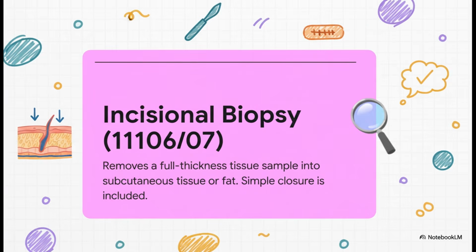And rounding out our trio is the incisional biopsy. This is when a scalpel is used to cut out a full-thickness wedge of tissue. It's often for getting a look at something deeper down. And just like the punch biopsy, don't forget, simple closure is always included with the code.